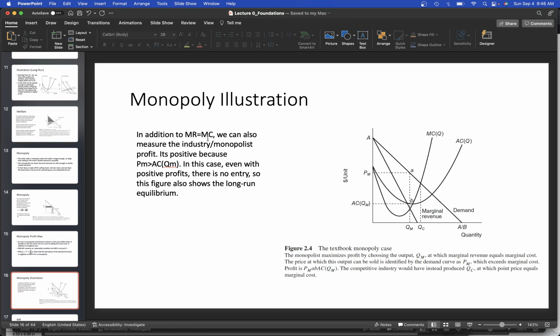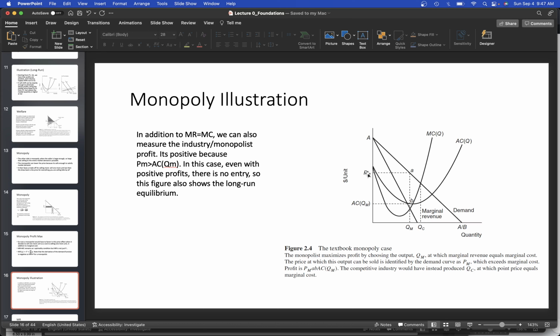Now, this is an illustration using curves. In addition to MR equal to MC, we can also measure the industry or monopolist profit. So here we will look at the equilibrium first. This is MC. And this line here is the marginal revenue function. And we're looking at the equality of marginal revenue and marginal cost, which is this dot here. And that's how you determine QM, the equality of marginal revenue and marginal cost. How would you get the monopolist price? Well, you feed the quantity of the monopolist to the demand curve, and that gives you the price here.